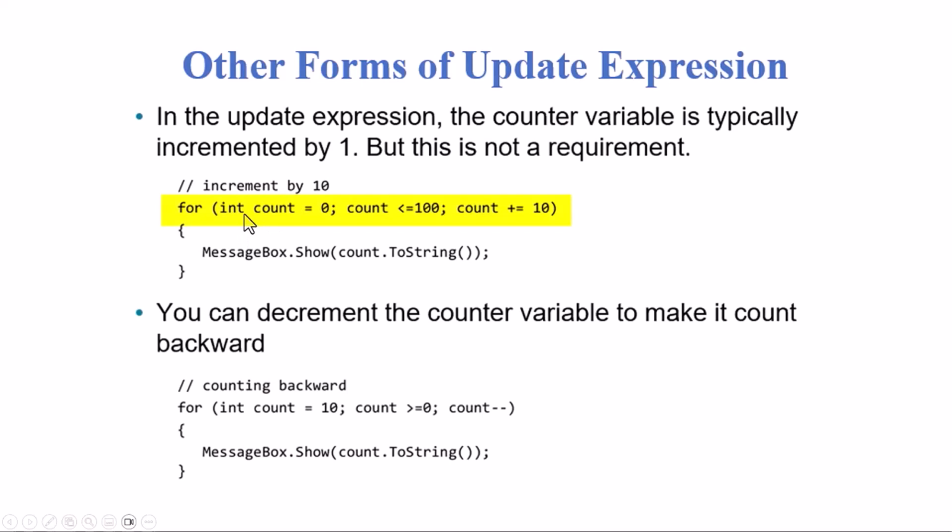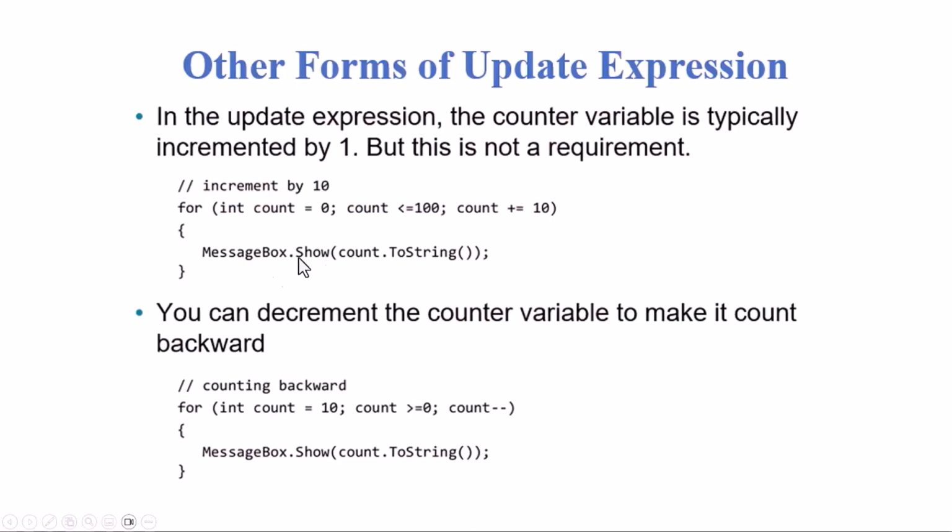We have int counter equal to 0. We're going to test that it's less than or equal to 100, and we're going to increment it by 10. In other words, you're going to start out with 0, then it's going to be 10, 20, 30, 40, 50, 60, 70, 80, 90, 100, and then finally 110, which is going to fail, and it's going to drop through. So you can increment it this way. It's very versatile from that standpoint.